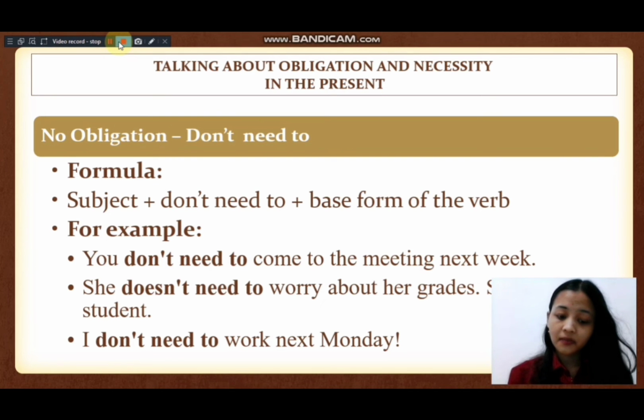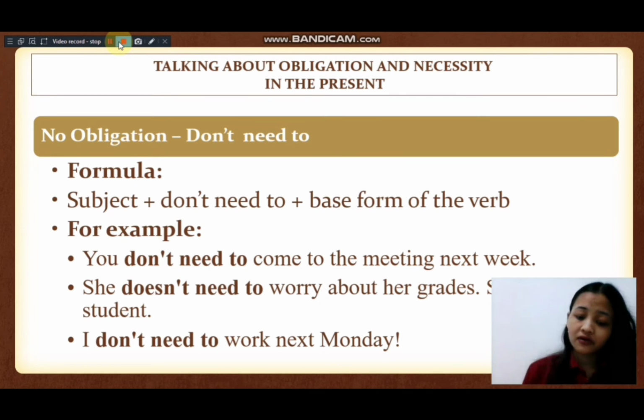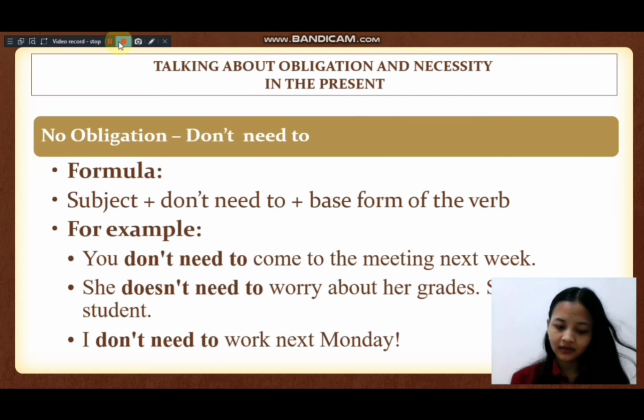Next, it is about no necessity. We use do not need to to express that something isn't necessary but possible. At times, English speakers use don't need to as well. The formula is subject plus do not need to plus the base form of the verb. For example, you do not need to come to the meeting next week.